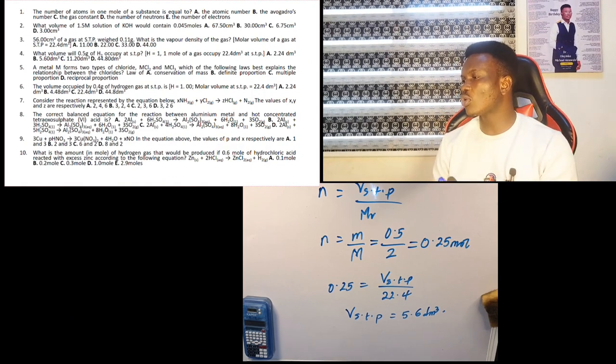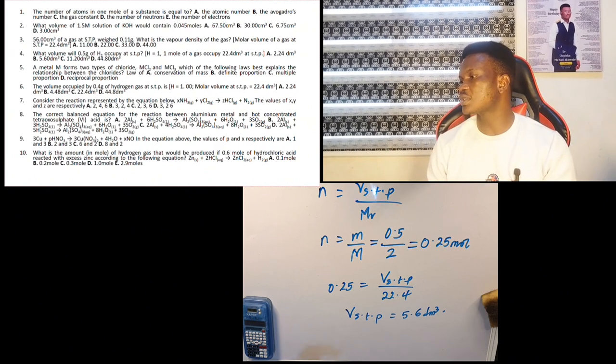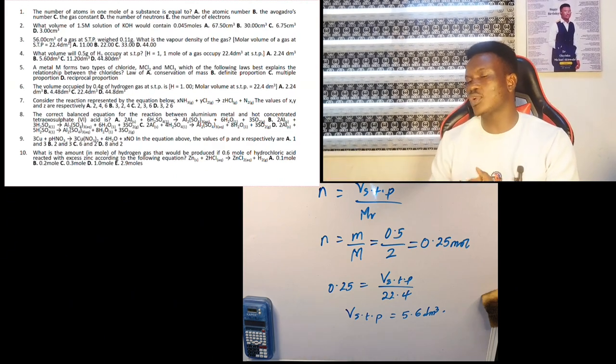Number 6, the volume occupied by 0.4 gram of hydrogen gas at STP is... so we want to calculate volume. That looks like number 4, so I leave that for you to solve.